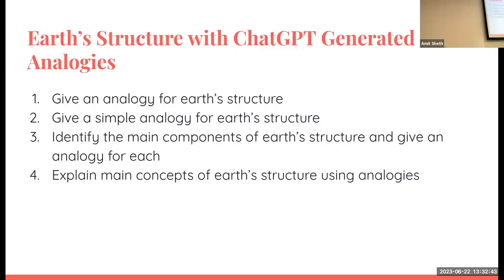This is for the Earth structure. These are the prompts for Earth structure, but you can change this for whatever analogy you would like. So let's say you want ChatGPT to create an analogy for photosynthesis. Just try to use any of the prompts or all of the prompts and see what it gives, whether you agree with it, and compare it with your own analogies. We'll see how they compare and why that happens, whether ChatGPT is better or not, and if not, why.